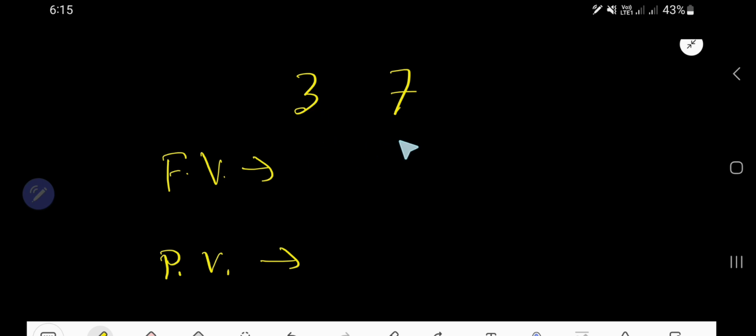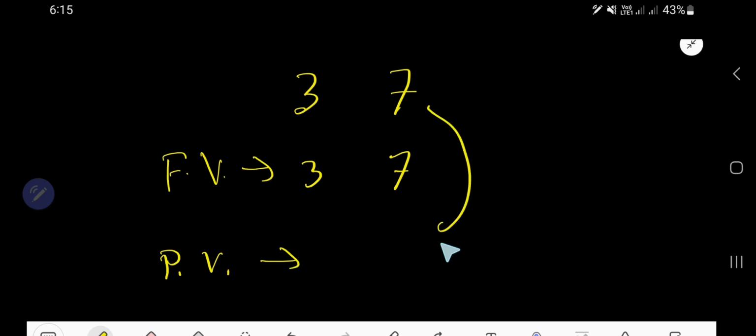The face value of 7 is 7 and the face value of 3 is 3. In case of writing face value, you just need to write that digit itself. For finding out place value, you need to multiply the face value by the position of the digit.